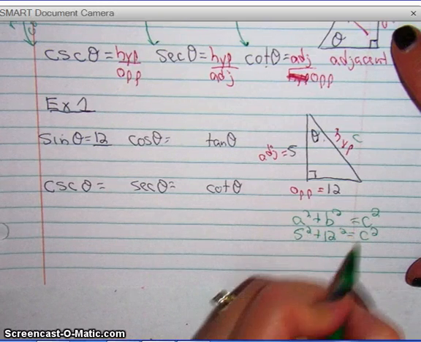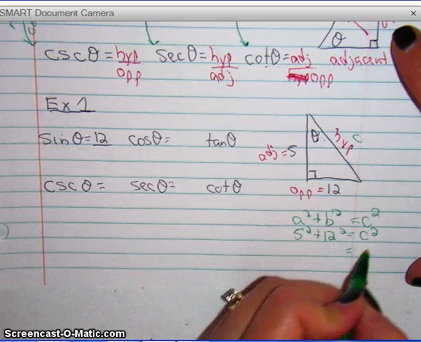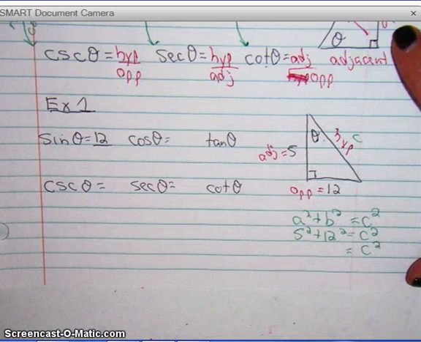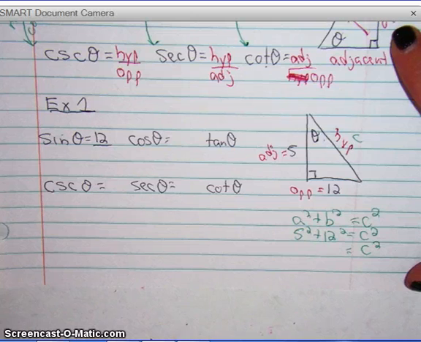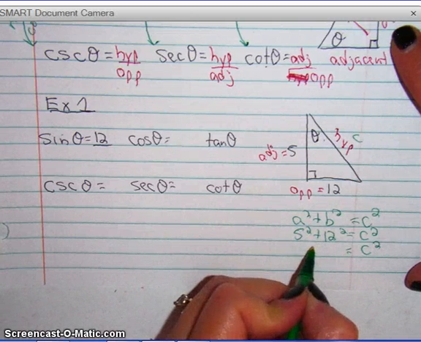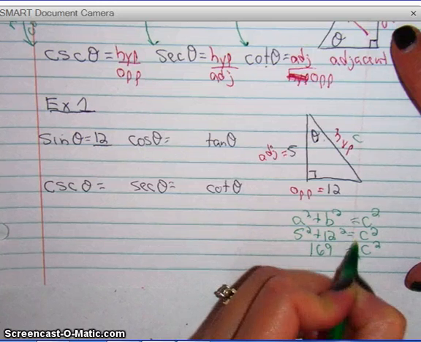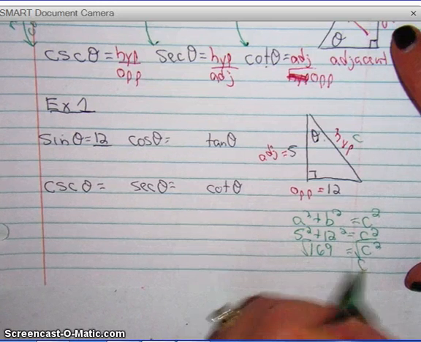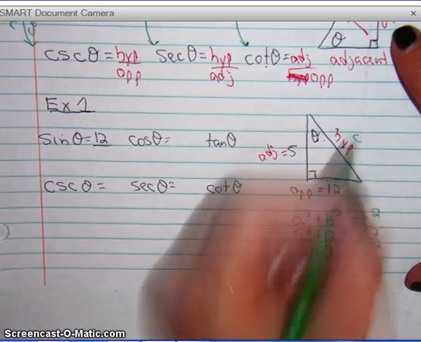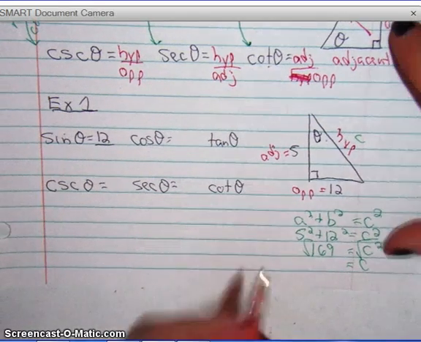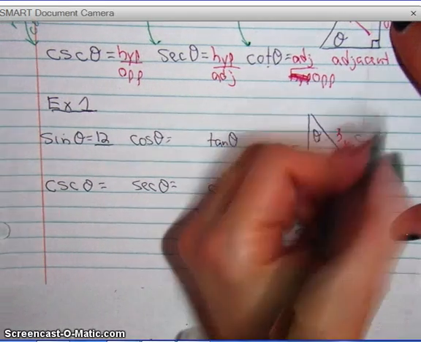This is why I wanted you guys to have your calculators. So c squared equals, what did you get, gang? 169. And then square root. So Max says c is? 13. So sorry, now we can set up the rest of our ratios, can we not?